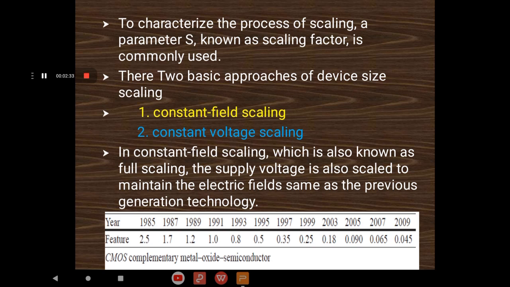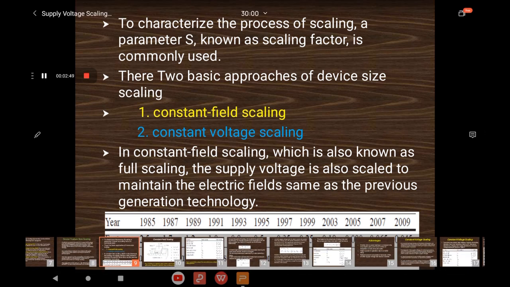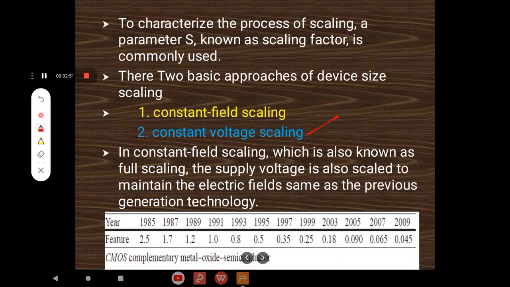One is nothing but constant field scaling. The second one is nothing but constant voltage scaling. The name itself represents it. In constant field scaling we have to maintain a constant field, and in the case of constant voltage scaling we are maintaining the voltage as a common parameter, right? So first of all we will discuss the constant field scaling. Let us see very clearly.